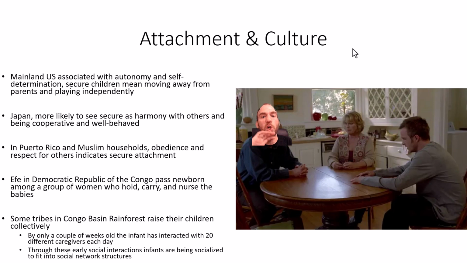So maybe it's not just co-regulation of stress or emotional distress in this context, but a larger, even more collective, community kind of regulation of stress, which is super interesting in terms of how you would measure that. And it is different from our traditional understanding of attachment.